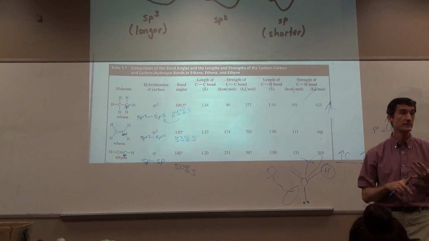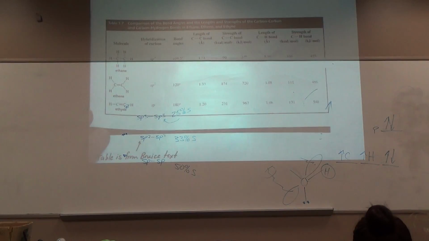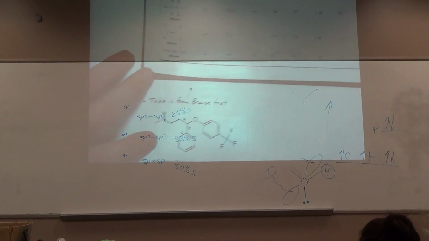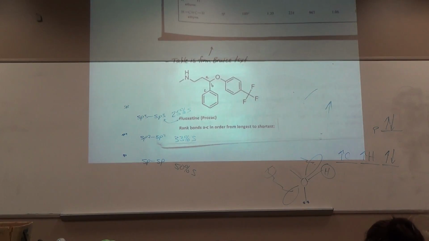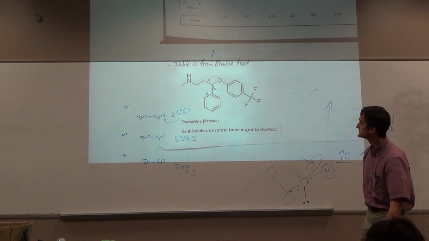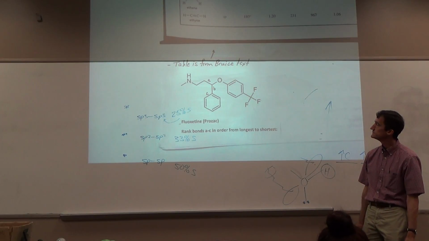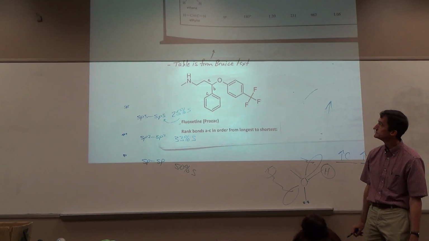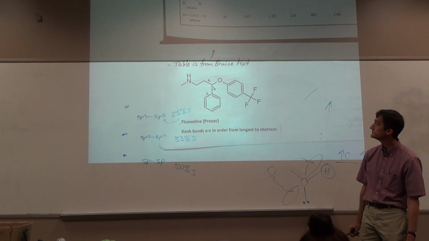Percent S character. Percent S character gives you the answer. More S character, shorter orbital, and more stable orbital. More stable orbital, stronger bond. I mean, you can do one down at the bottom. Which bond is longer, A, B, or C? C.